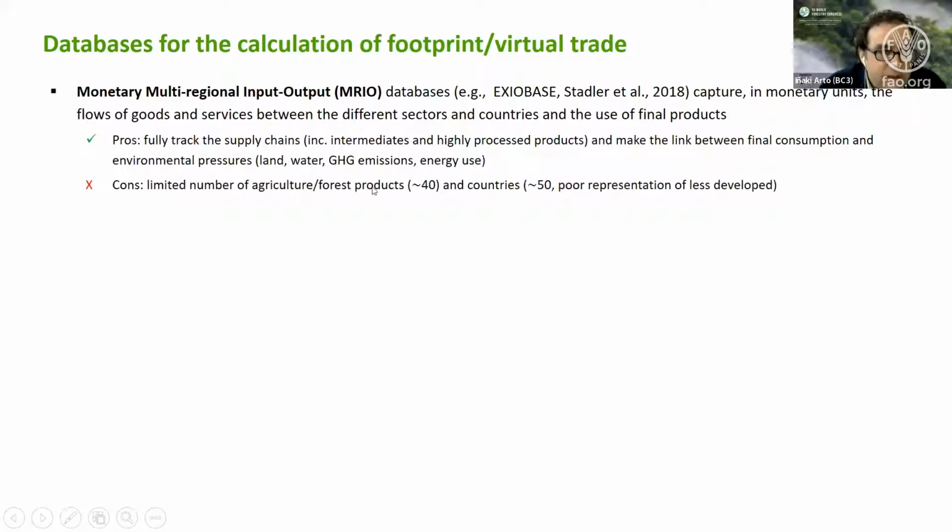energy, etc. The cons of these databases is that they have a limited number of agricultural and forest products, usually around 40 or even less. They also cover a limited number of countries. In the case of Exiobase, they cover 50 countries. And they have a poor representation of less developed countries. For instance, in those databases, Africa is not represented. The only African country represented in those databases is usually South Africa.